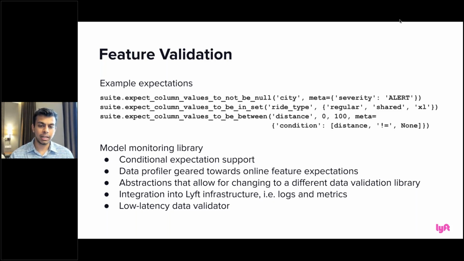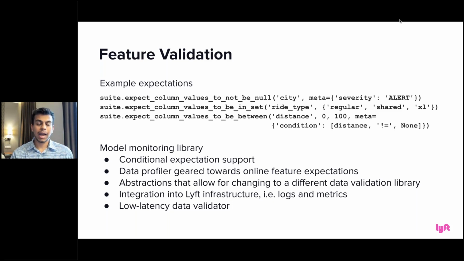We built an abstraction that allows for changing to a different data validation library. So we didn't want to be locked into Great Expectations. It's an open source library, as I mentioned, but open source libraries can stagnate or just not be updated. So we wanted to have an abstraction that allowed us to change the underlying validation library. And in our model monitoring library, we also built integration into Lyft's infrastructure. So this is our logs and metrics. We wanted to have a system which was compatible with the way in which we log and emit metrics. So we did this at the monitoring library layer.